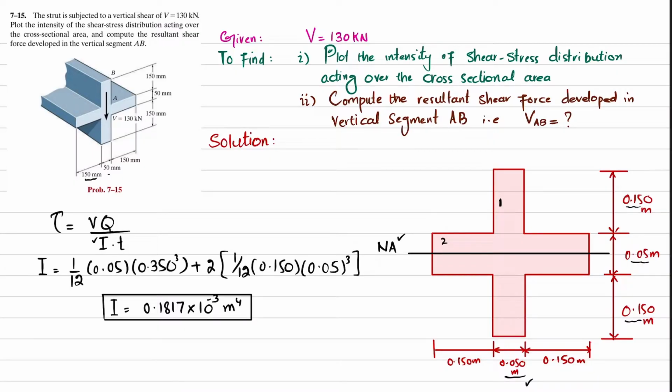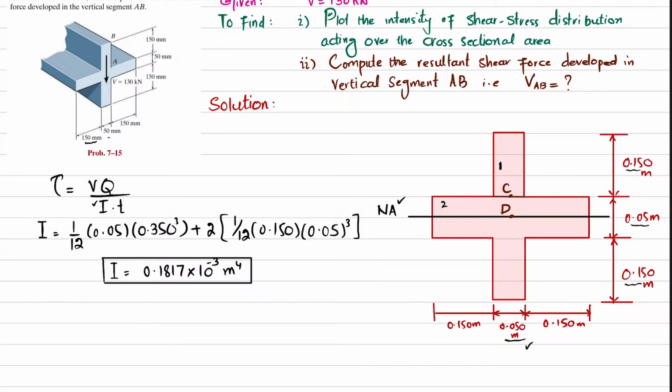Now, as we have been asked to find the shear stress distribution over this section, we will first take a point C at this point and a point D at this point. So let's first take these two points. This point is C and this point is D, and we will find QC and QD. First we will find QC.